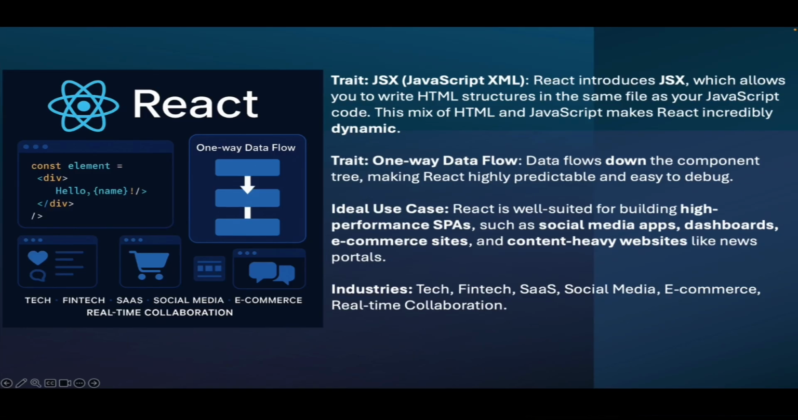For React, which we're going to use in Season 3, the main trait that I love is JSX, or JavaScript XML, because React introduces JSX, which allows us to write HTML structures in the same file as your JavaScript code. This mix of HTML and JavaScript makes React incredibly dynamic. The other trait is one-way data flow. Data flows down the component tree, making React highly predictable and easy to debug.